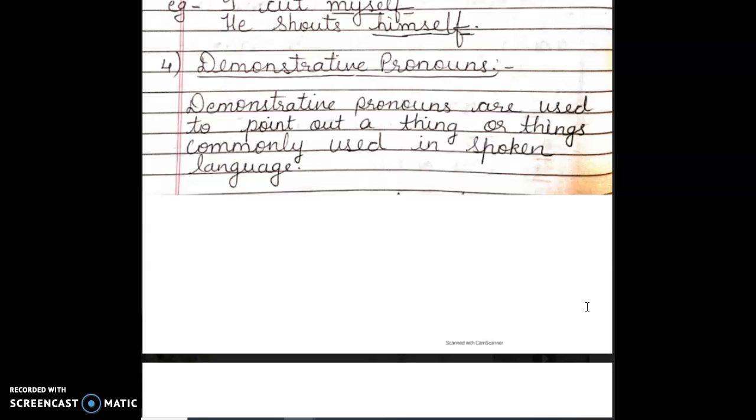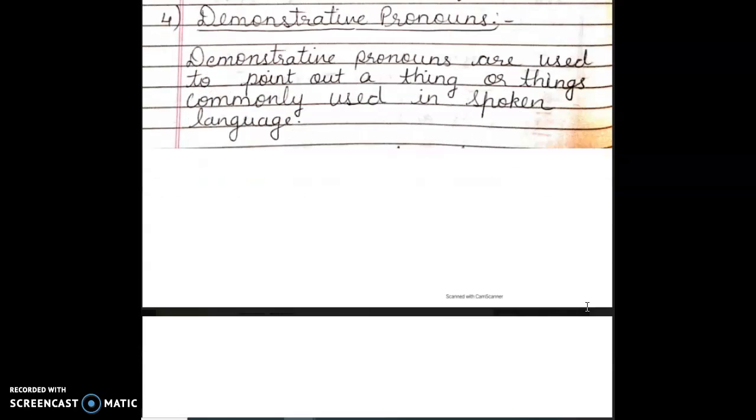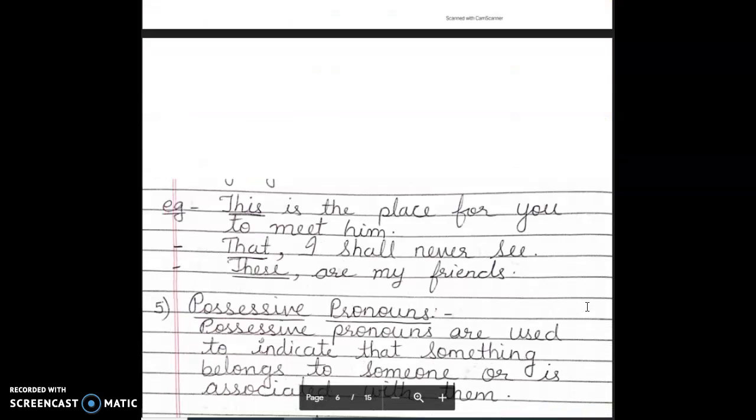This is known as demonstrative pronoun. Demonstrative pronouns are used to point out a thing or things, commonly used in spoken language. For example, this is the place for you to meet him. Which place? This place. So I'm pointing out this place. And that I shall never see. What I shall never see? That. So I'm pointing out that.